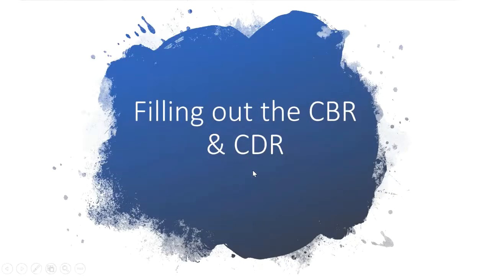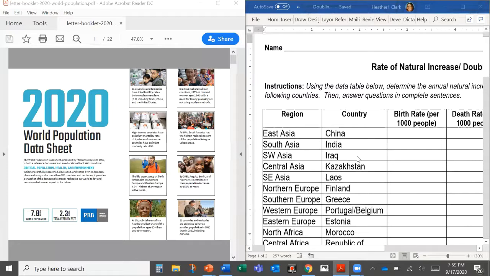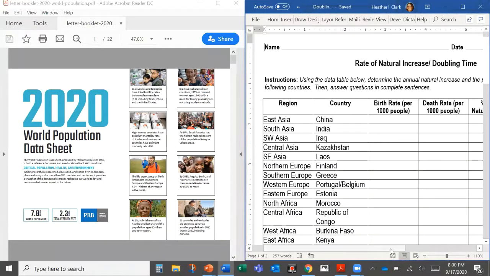The first thing we're going to have to do is fill out the crude birth rate and crude death rate in the sheet. So if we look here, we have our world population data sheet open on one side and we have the assignment open on the other. And I'm going to make this a little bit smaller so you can see this.